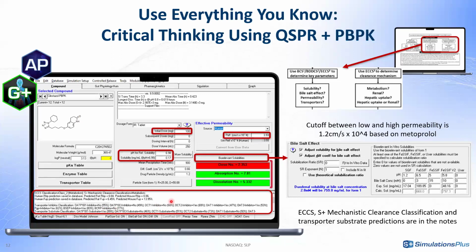In addition to the ECCS, we have developed a Simulations Plus clearance classification system based on our QSPR models. When the category differs between the two systems, we've observed, via comparison with ADME study results from multiple contract studies, that the Simulations Plus classification is often correct. The Simulations Plus classification results are shown in the notes right next to the ECCS, and you can see in this instance that the two are in agreement and that they both predict metabolism to be the major route of clearance.